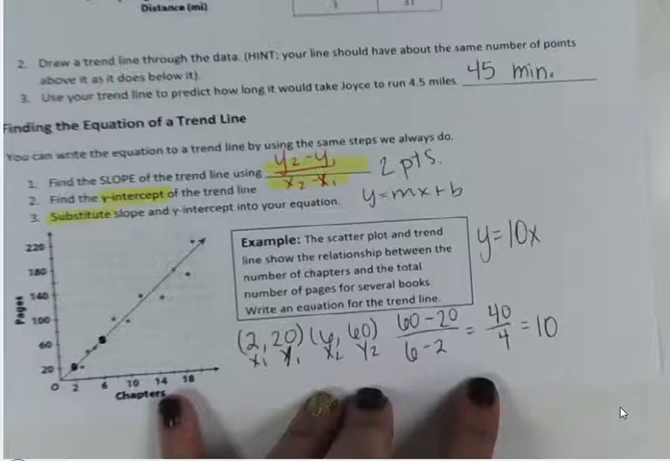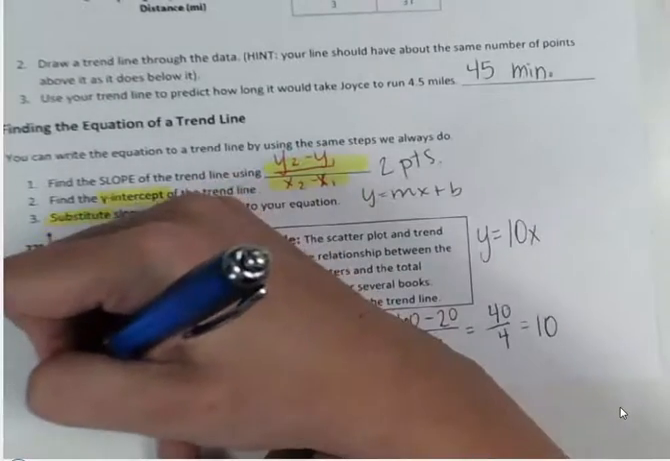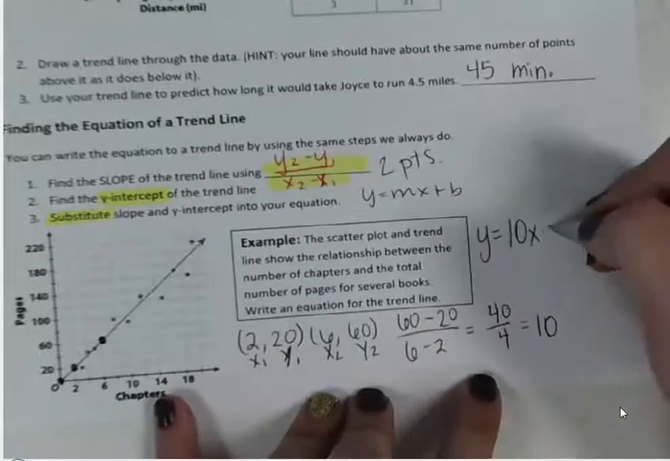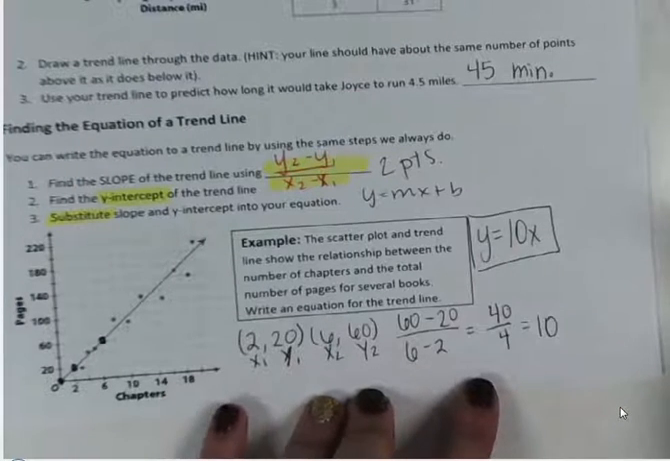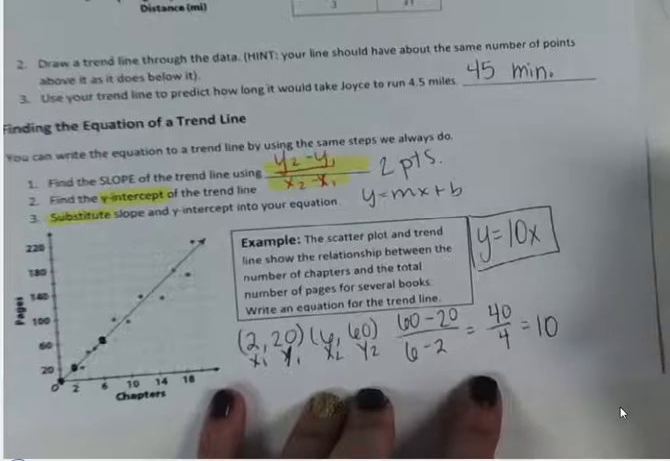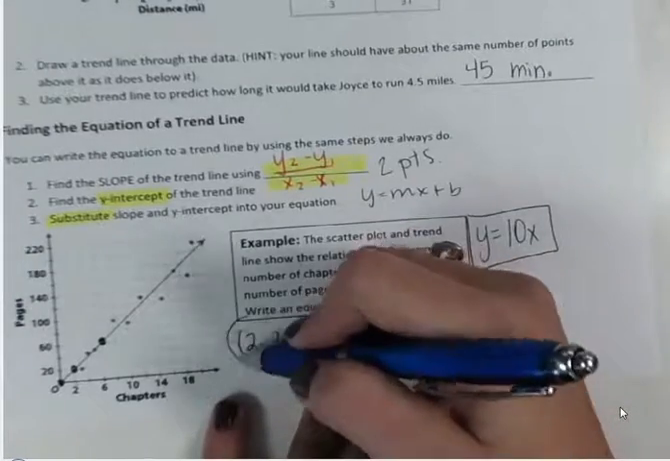Alright, now where does it cross the y-axis? I can already see that it crosses my y-axis at 0, so I know that this is going to be the equation of my line. If you wanted to prove that, you would just have to pick 2 points and plug them in. Or pick 1 point, sorry.